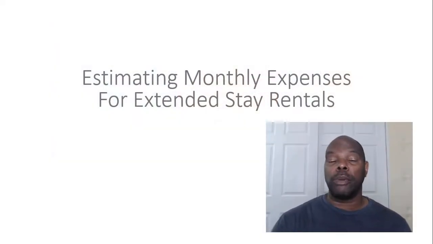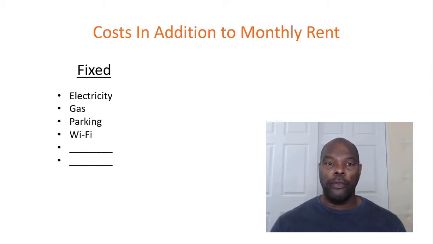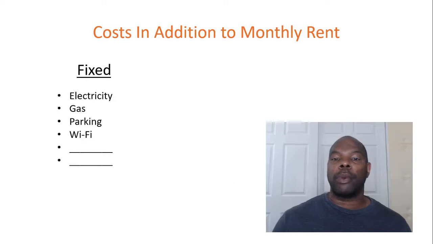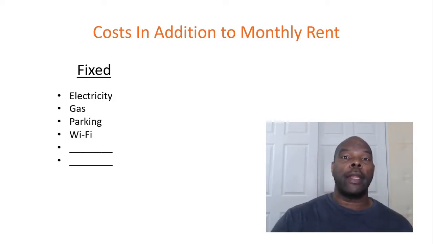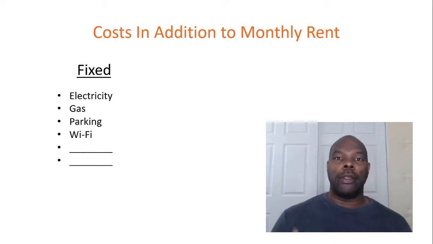Now I only do extended stays, that's 30 days and longer. I'll show you how I do it. First thing you do is you want to find out what the cost of the monthly rent is. That's your base. And these things are added on top of that, okay? Now these are things in addition that you may not be thinking about when you think about expenses. Here are your fixed expenses. You're going to pay these whether someone's in your place or not. So I call them fixed.